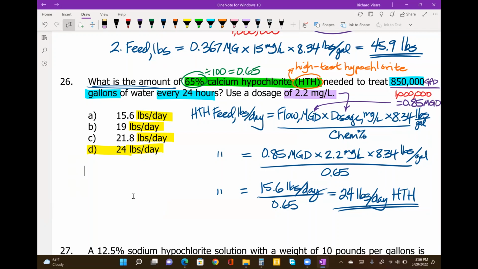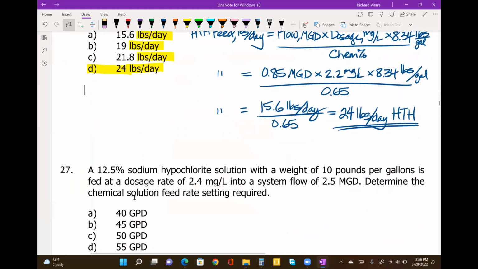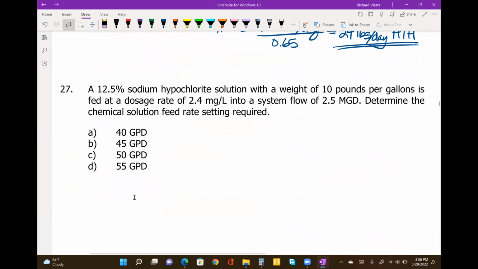In the HTH calculation, there is a percentage given, and we figure the amount in pounds or pounds per day. But then we have an example in number 27, which has a percentage given right at the very beginning, but the answers are not given as pounds or pounds per day, it's given as gallons per day, because now we are using our liquid chlorine solution, which is the sodium hypochlorite, or what a lot of times people refer to as bleach.